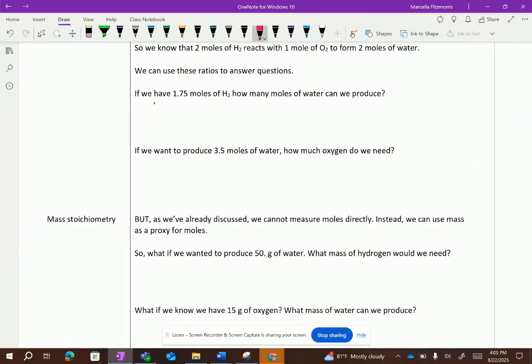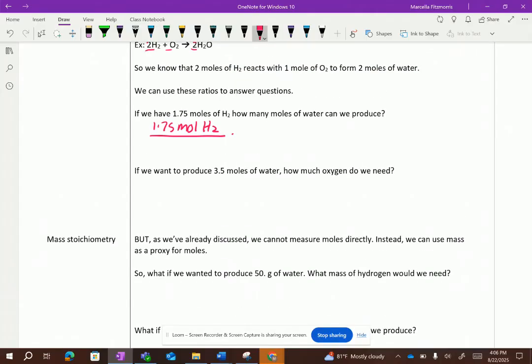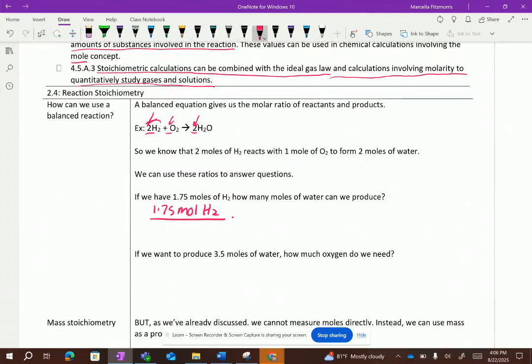If we have 1.75 moles of H2, and we want to find out how many moles of water we can produce, well, we know for every 2 moles of H2, we have 2 moles of H2O. So for every 2 moles of H2, we produce 2 moles of H2O. Therefore, we have 1.75 moles of H2O.